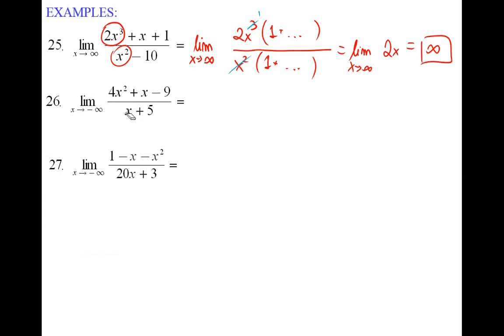Now, can you tell me this limit? This limit is at negative infinity, and what do you think? Limit as x goes to negative infinity, if I cancel out 4x squared over x, I will have 4x. What is this answer? Oh, x is negative infinity. A big negative number times 4 is negative infinity.